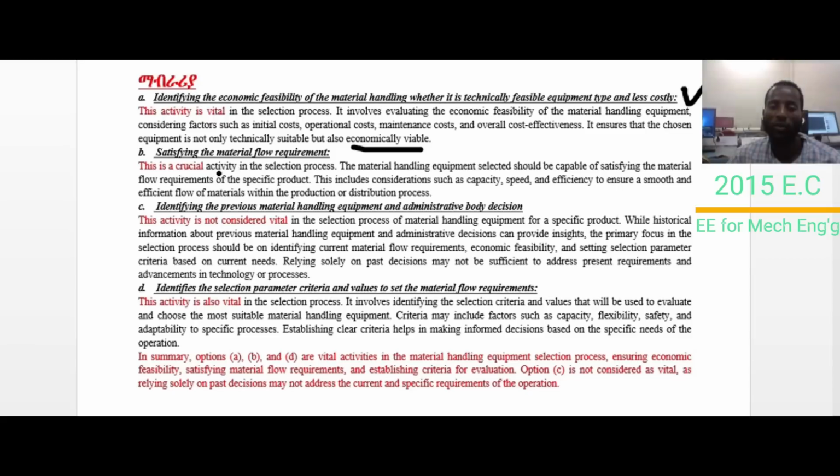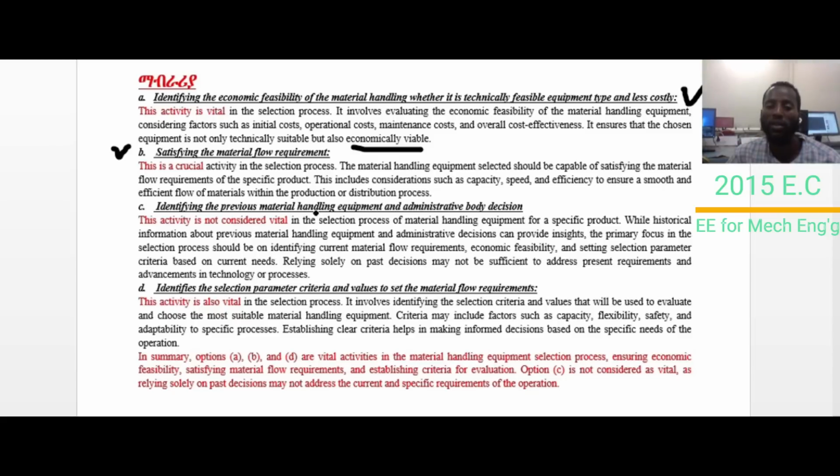And B, satisfying the material flow requirement. This is also a crucial activity in the selection process. The material handling equipment selected should be capable of satisfying the material flow requirement of the specific product. So this is another activity that we have to perform during material handling equipment selection. The other is identifying the previous material handling equipment and administrative body decision. This is not considered vital or important in the selection process of material handling equipment.